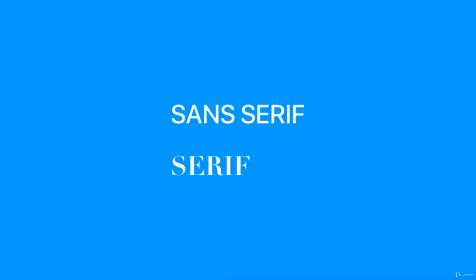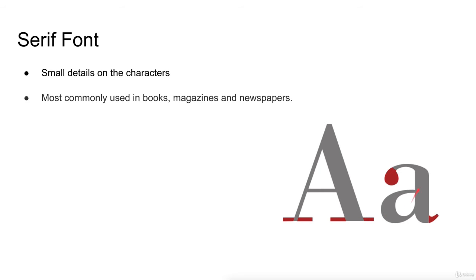So there are 4 types of fonts. There is serif, sans serif, scripts, and decorative. For UI UX design, we're going to stick to sans serif and serif because this looks the best for that type of design. First off, serif fonts. These serif fonts have little details on the ends of the characters, as you can see in this example. They're most commonly found in books, magazines, and newspapers.